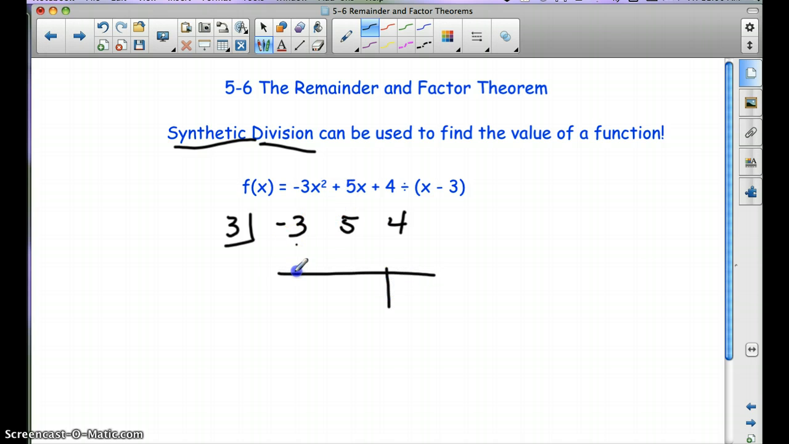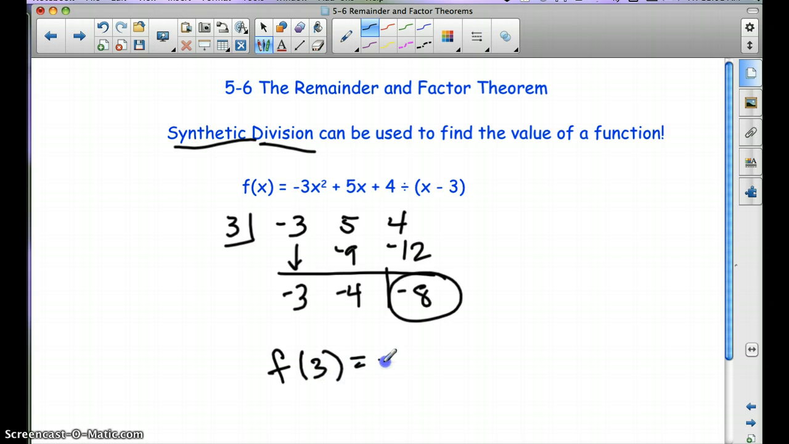No placeholders here. So we have a -3. 3 times -3 is -9. Add these together. 5 plus -9 is -4. And then we have a -12. 4 plus a -12 is -8. And the cool thing about the remainder theorem is that this would be f of 3, your remainder. So when we plug in 3 to this equation, you'll get -8.